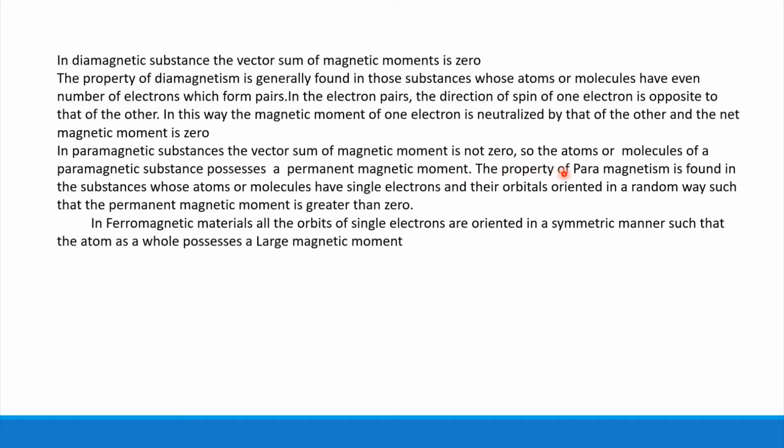In paramagnetic substances, the vector sum of magnetic moments is not zero. So, the atoms or molecules of a paramagnetic substance possess a permanent magnetic moment. The property of paramagnetism is found in substances whose atoms or molecules have single electrons and their orbitals oriented in a random way, such that the permanent magnetic moment is greater than zero. In paramagnetic materials, all the orbits of single electrons are oriented in a symmetric manner such that the atom as a whole possesses a large magnetic moment.